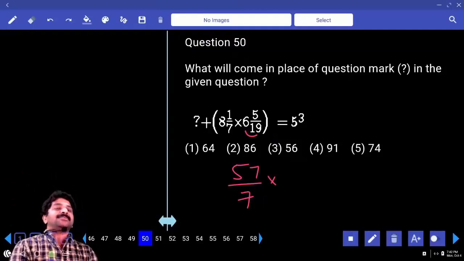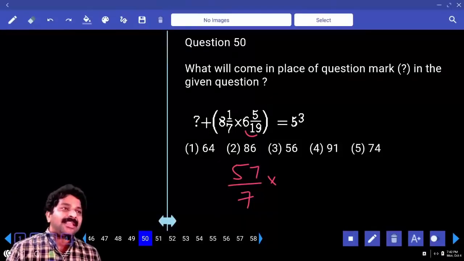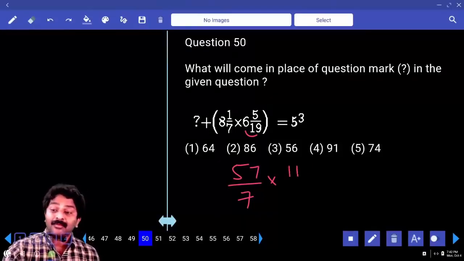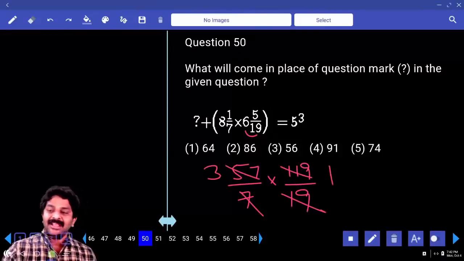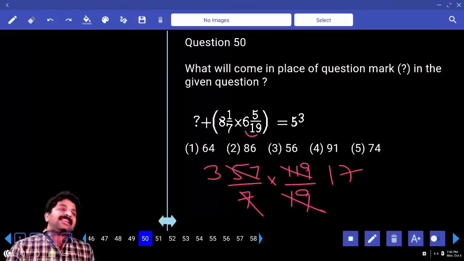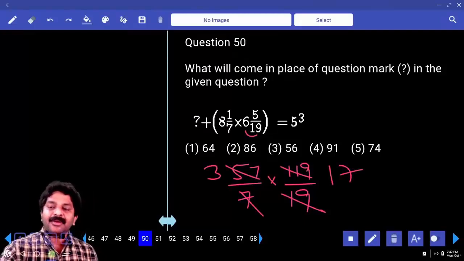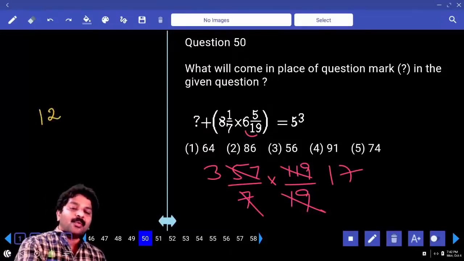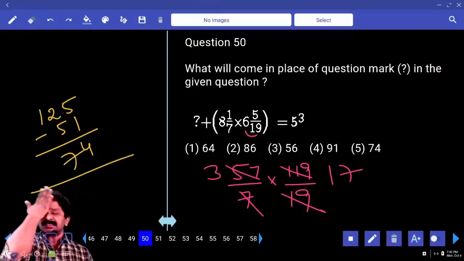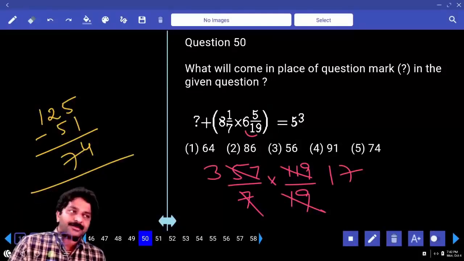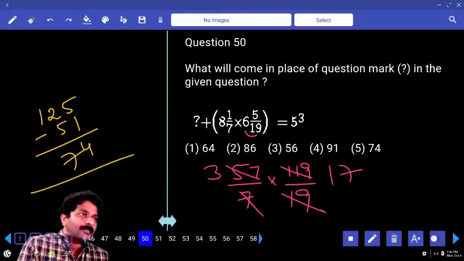What is 6 into 20 times? 120 minus 1. 119 divided by 19. 19 how many times? 3 times. 7 once and then 7 times. 17 threes, 51. Right hand side 5 cube. 125 minus 51. Answer should end with 4. 2 options are there. Complete this. 74 final answer. Fifth option.